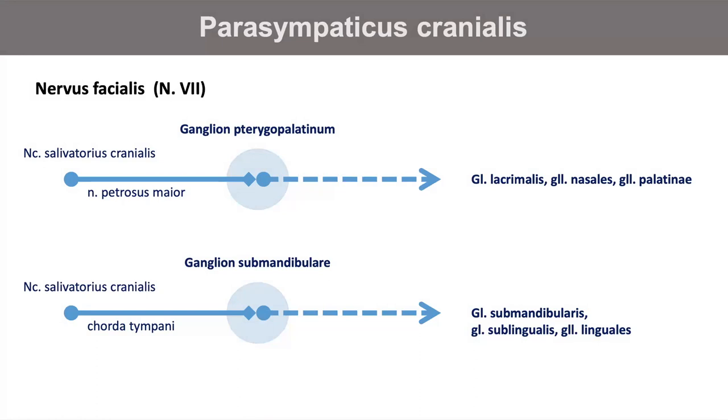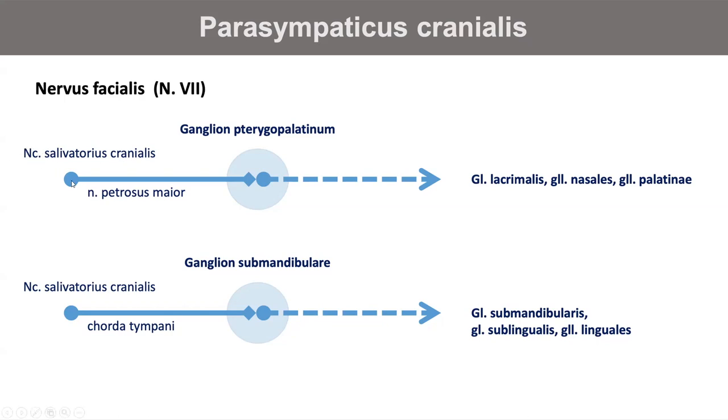Another parasympathetic ganglion is the pterygopalatine ganglion. The pterygopalatine ganglion is the parasympathetic ganglion which is located inside the pterygopalatine fossa. And the cranial nerve which is carrying the preganglionic parasympathetic fiber to this ganglion is the facial nerve, cranial nerve number 7. The facial nerve has a parasympathetic nucleus in the brain stem, which is called the superior salivatory nucleus, or another name is the dorsal nucleus of the facial nerve.